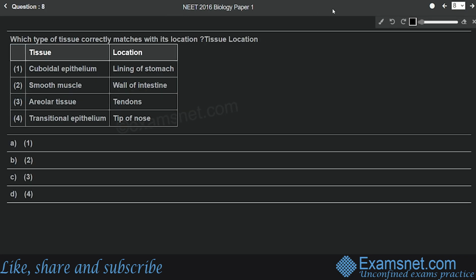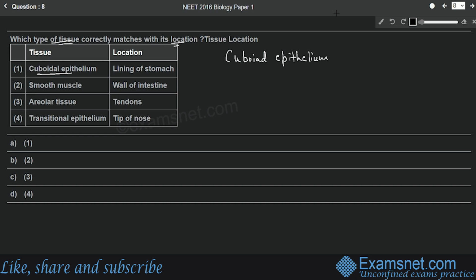Question number 8 is from the chapter Structural Organization in Animals, and the question is which type of tissue correctly matches with its location. So let's see, the first type of tissue that is mentioned here is cuboidal epithelium. Okay, it is cuboidal epithelium.